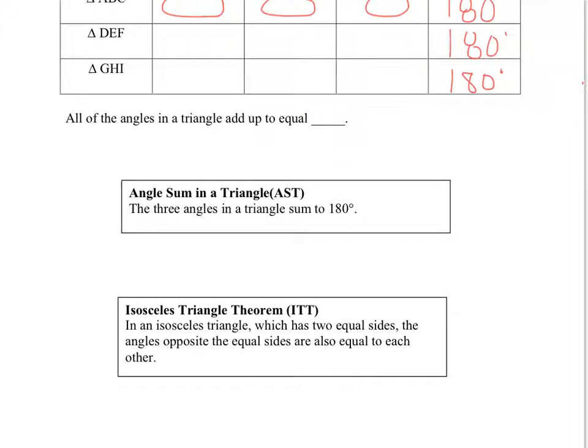The second theorem is the isosceles triangle theorem, or ITT. This says in an isosceles triangle, which has two equal sides, the angles opposite the equal sides are also equal to each other. And we will see this on the next page.